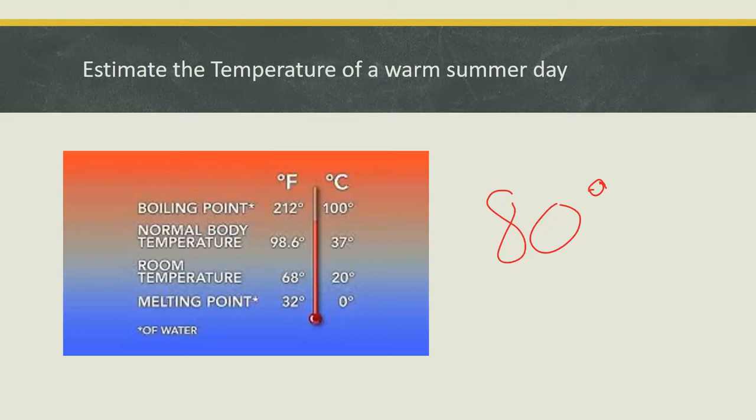And the degree symbol is a little circle to the right. You could write F for Fahrenheit, but we're measuring all of ours in Fahrenheit, so that's kind of the default. We assume degrees are in Fahrenheit.